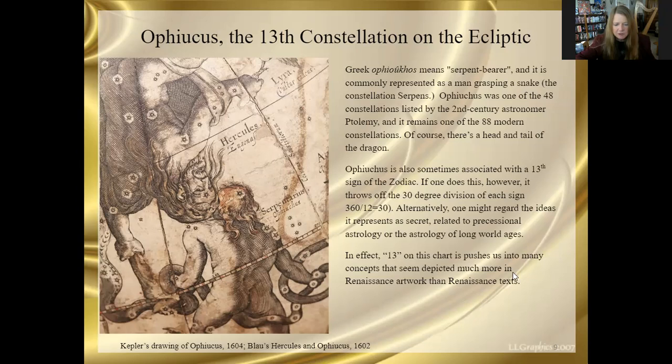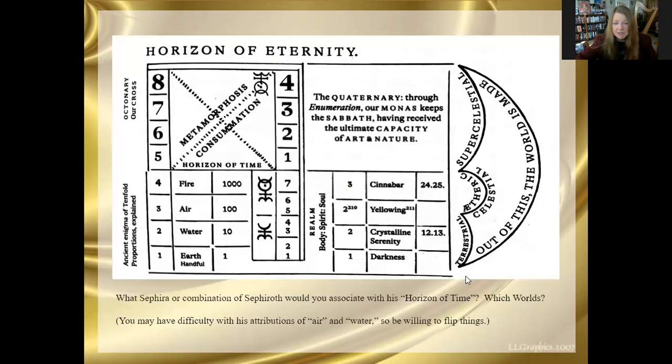So 13 on the chart pushes us into a lot of concepts that you see a lot more in Renaissance artwork. You saw before Kepler's drawing of Ophiuchus in 1604. Here's Hercules and Ophiuchus. You can find a wonderful drawing of Ophiuchus and Azoth around. I probably should have put it on here, but I think you can find it on your own. So that brings us back here.